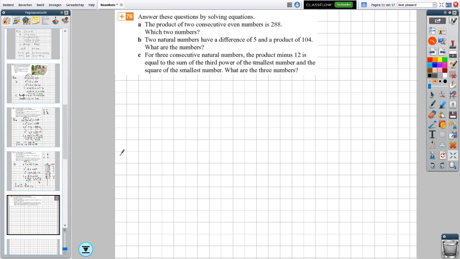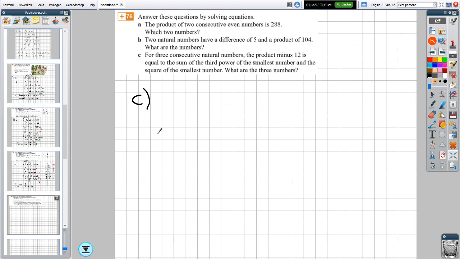Yeah, and they can make it as difficult as they want to, right? For 3 consecutive natural numbers, the product minus 12 is equal to the sum of the third power of the smallest number and the square of the smallest number.